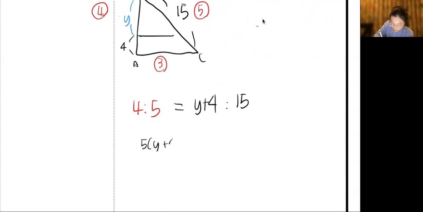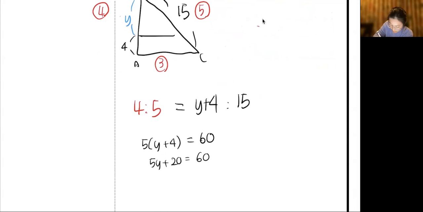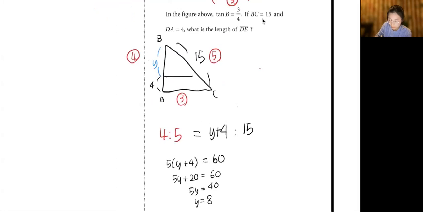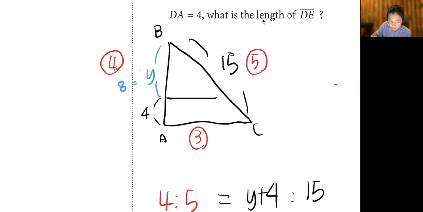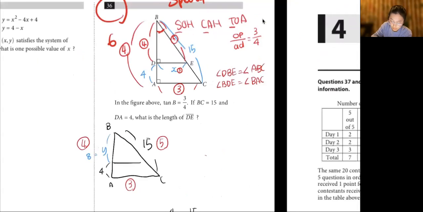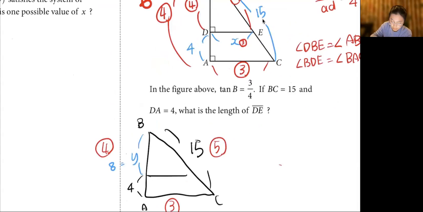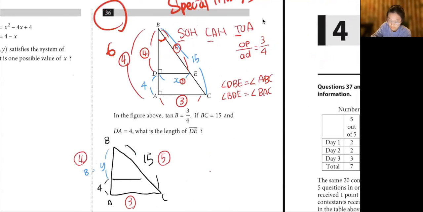So we just need to calculate this. 5 times y plus 4 equals 60. So 5y plus 20 equals 60. Subtract both sides by 20, and it's going to be 40. Divide both sides by 5, and y will be 8. So BD is equal to 8.